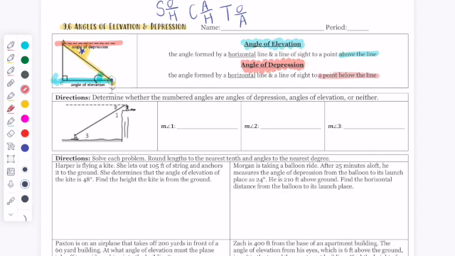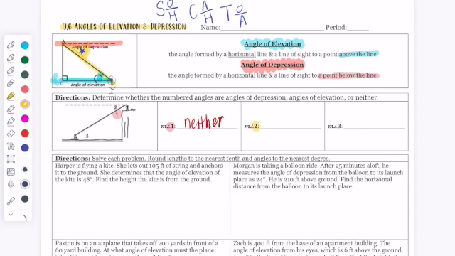So the first three problems say determine whether the numbered angles are angles of depression, angles of elevation, or neither. It could be neither. So the measure of angle 1, well, where does angle 1 fall? Let's just kind of look at where it's at. So angle 1 is falling right here. Angle 1, we do not have a horizontal line of sight that it's touching. And so that is going to be neither. That is our most common thing that people mistake that for. That is going to be a neither. Angle 1 is neither.